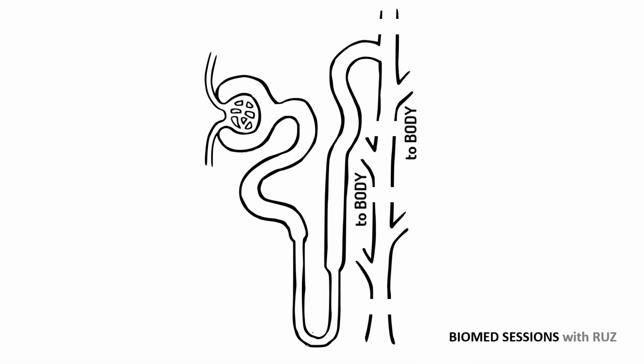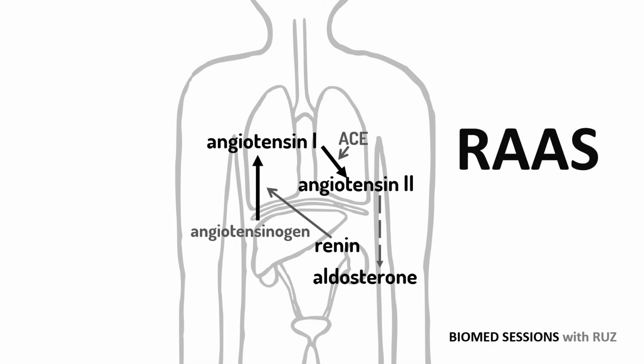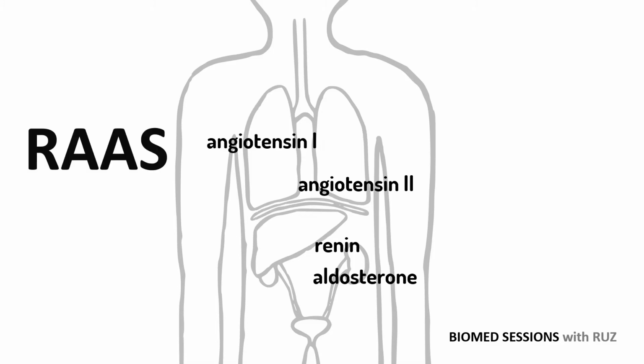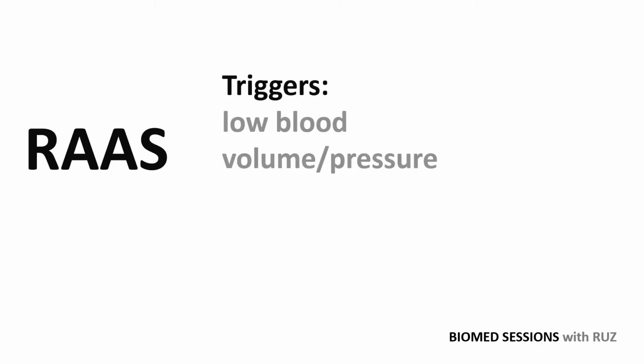For more information on this, check out our function of the nephron video. RAAS is a multi-step system where the main players are the hormones renin, angiotensin, and aldosterone. This system is triggered largely in response to a drop in blood pressure/blood volume detected by baroreceptors and/or a decrease in blood sodium levels detected in the kidney.